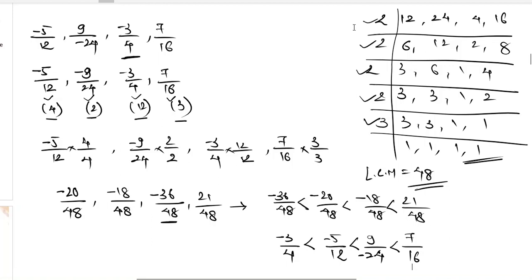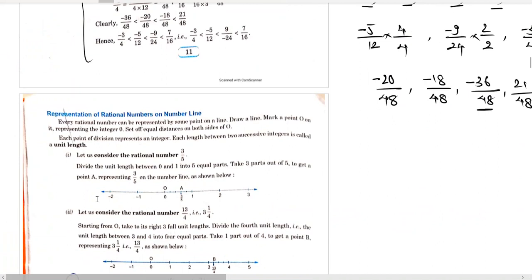always start with the smallest prime factor, that is 2, and then if nothing is divisible by 2, then you should go to 3, and if nothing is divisible by 3, then you should go to 5, and so on. This is the concept behind taking LCM, and then you can compare it like how I have shown you.